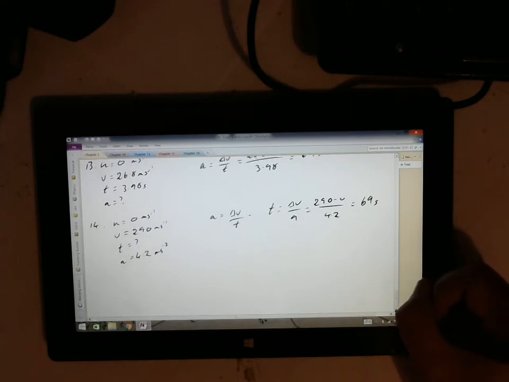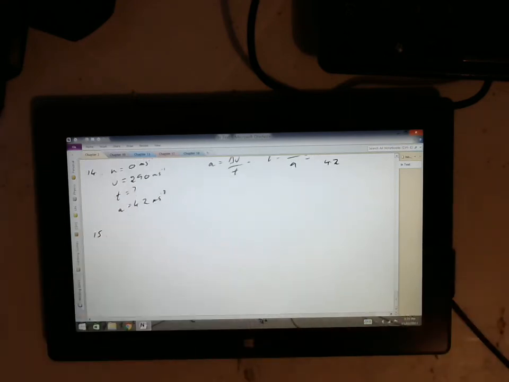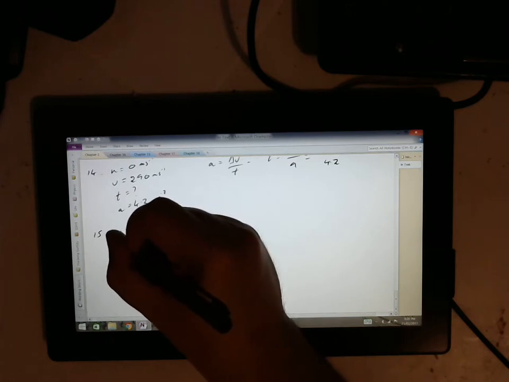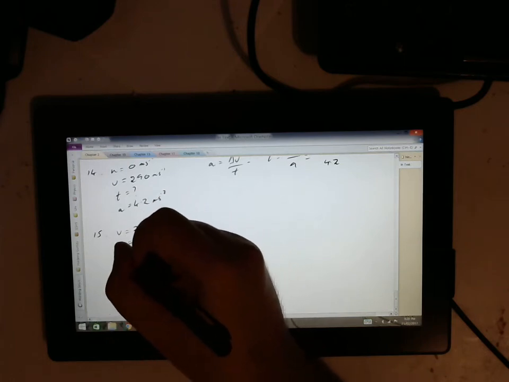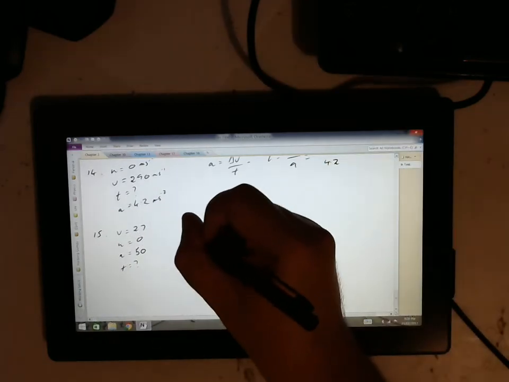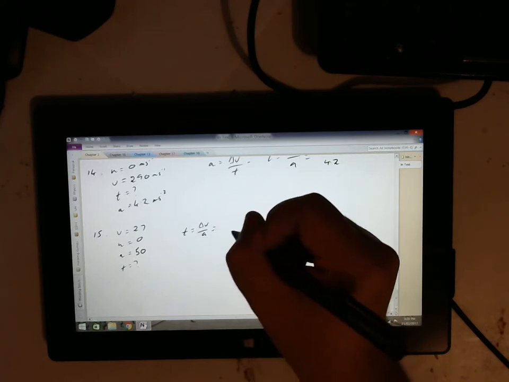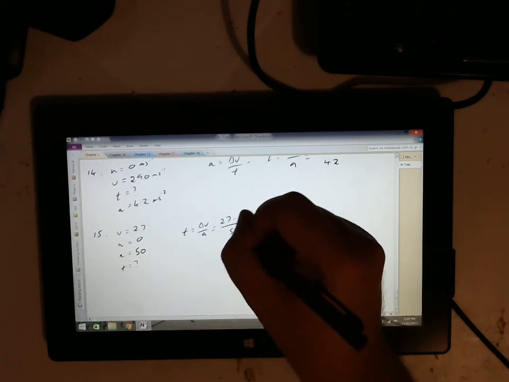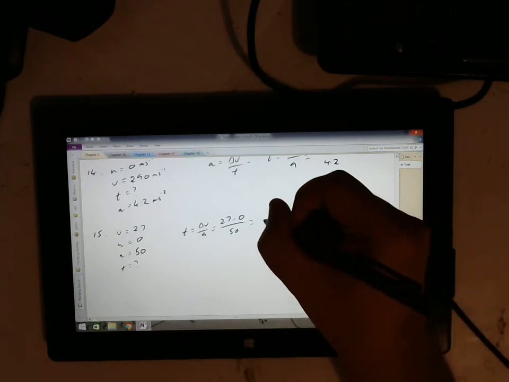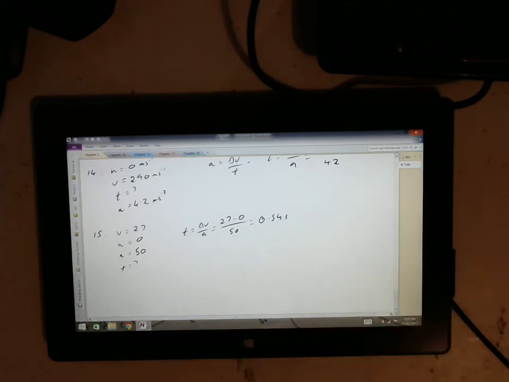Okay, question 15. The head of a rattlesnake can accelerate at 50 meters per second squared when striking a victim. If a car could do as well, how long would it take for it to reach a speed of 27 meters per second from rest? So let's say V equals 27, U equals 0 because that's coming from rest. Acceleration equals 50, T equals unknown. Same formula as before. T equals delta V over A equals 27 take 0 over 50. Should be just over a half, 0.54 seconds.